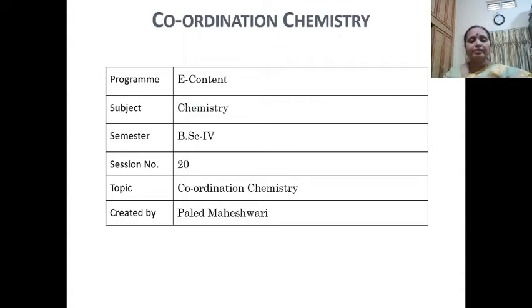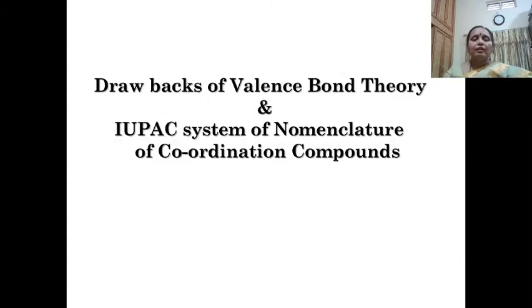We are almost at the completion of the second chapter, that is coordination chemistry. In this class, we are going to deal with the drawbacks of valence bond theory and study the IUPAC system of nomenclature of coordination compounds.